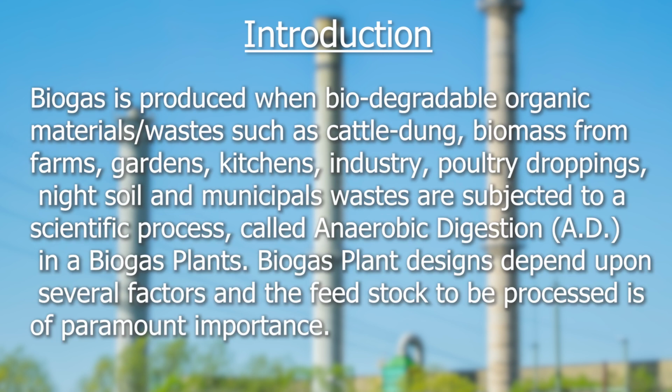Biogas is produced when biodegradable organic materials, waste such as cattle dung, biomass from farms, gardens, kitchens, industry, poultry droppings, night soil and municipal waste are subjected to a scientific process called anaerobic digestion in a biogas plant. Biogas plant design depends upon several factors, and the feedstock to be processed is of paramount importance.